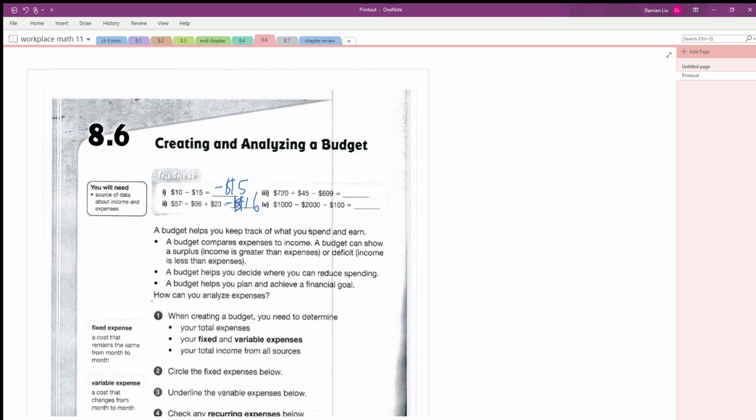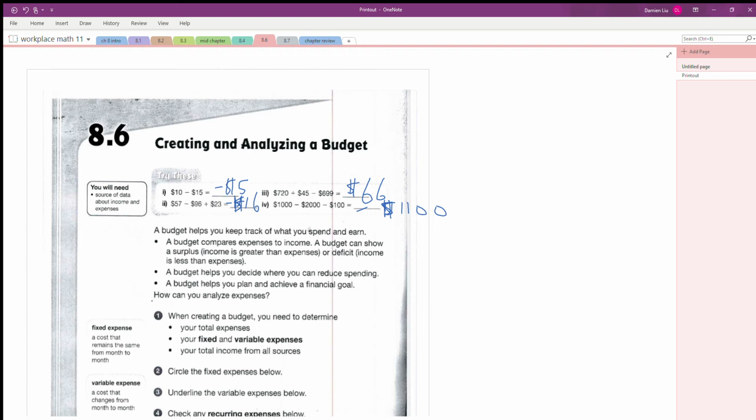Number 3, 720 plus 45. And then take away $6.99, I got positive $66. And then finally, the last one, $1,000, take away $2,000, take away $100. Okay, so I can do this with a calculator, or you may be able to do it in your head. 1,000 take away 2,000 is negative 1,000, and then you lose another 100, is negative $1,100. Okay, perfect.